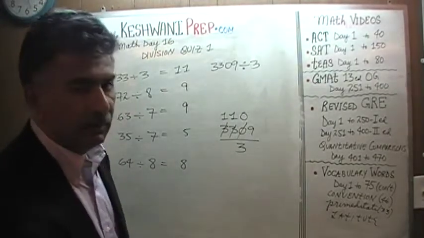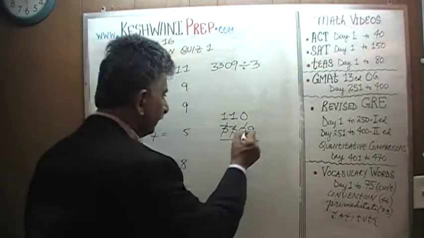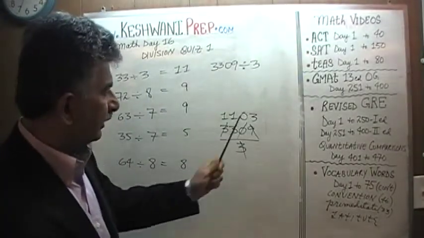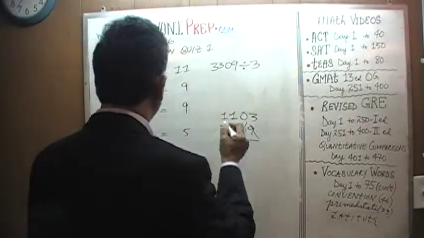How many 3's in a 9? 9 has 3 3's. There you go, you're done. The answer is 1,103.